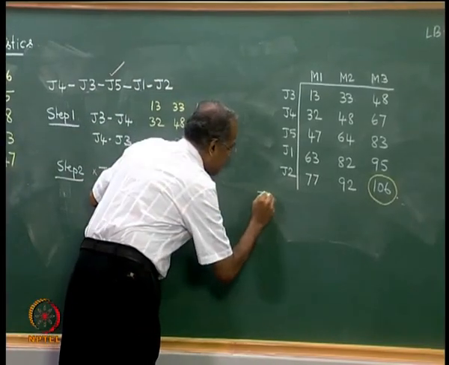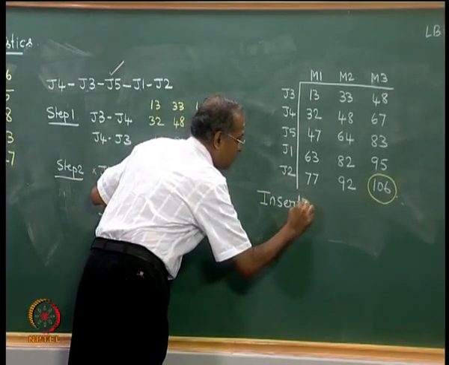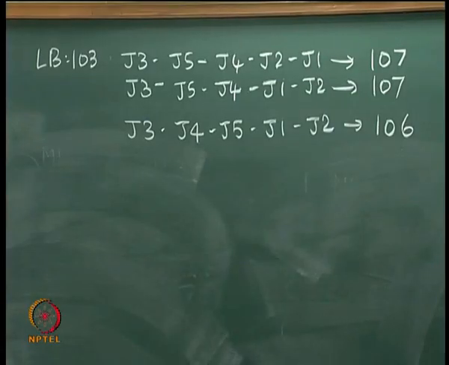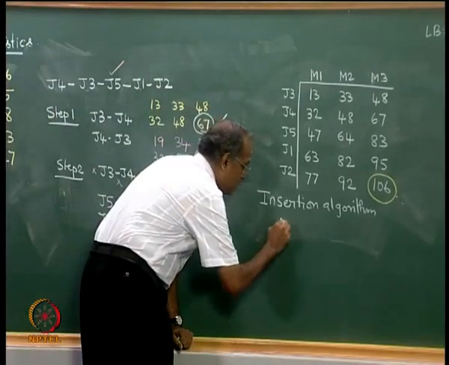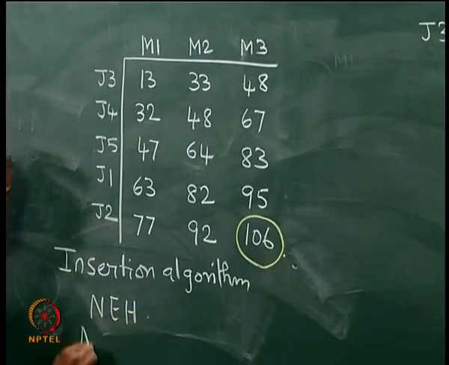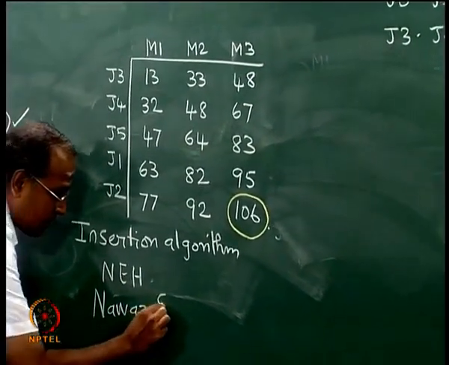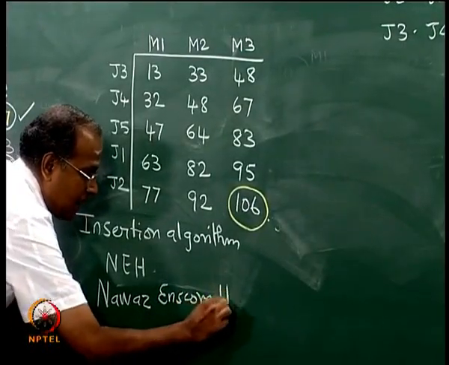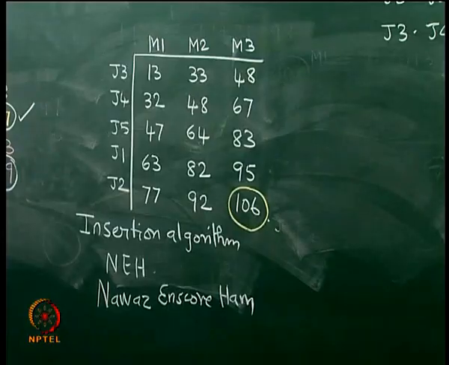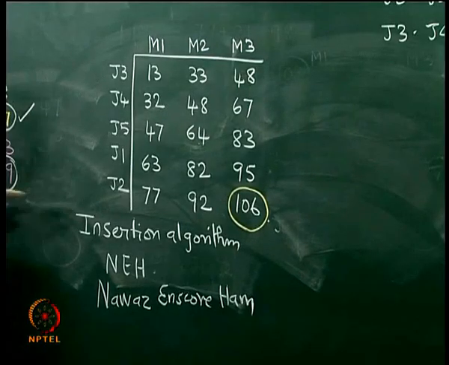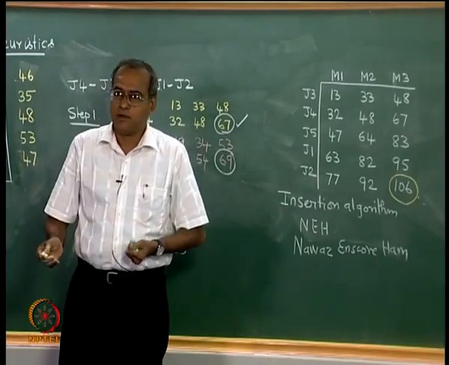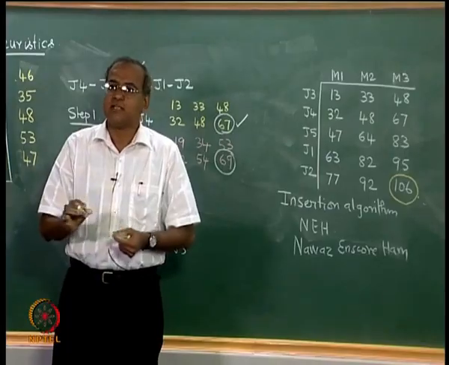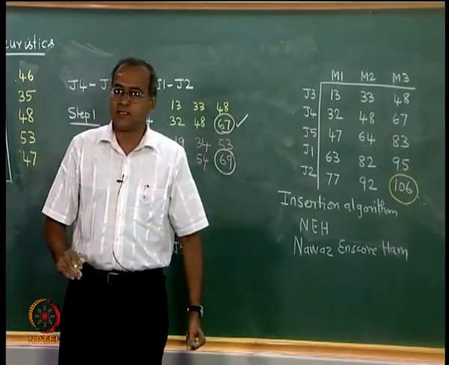Now this algorithm is an insertion algorithm. And this insertion algorithm for makespan is called the NEH algorithm, stands for Nawaz, Enscore and Ham algorithm, which came in the year 1984. Now this insertion algorithm is found to work very well for makespan minimization in a flow shop, and it has been shown to give on an average slightly better results than the Campbell, Dudek and Smith algorithm.